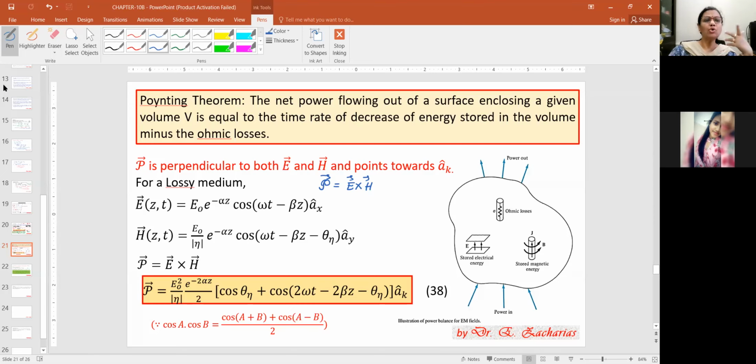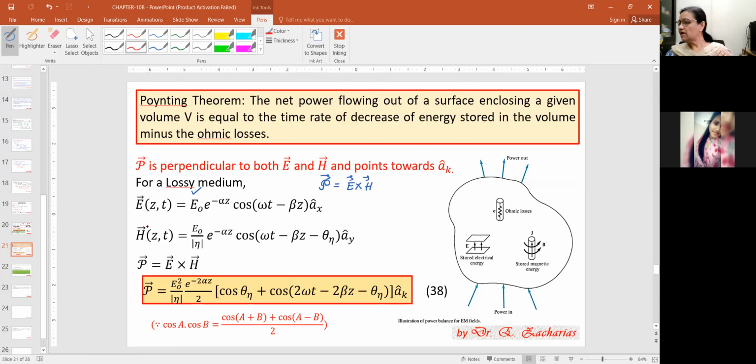Next, how do we get the P vector? For that, let us consider the most general situation, which is a lossy medium. For a lossy medium, let us take a wave traveling along the Z direction. Propagation is along the Z direction, and electric field and magnetic field are along the X direction and Y direction respectively. So the electric field is given by E naught e to the power of minus alpha z cos of omega t minus beta z along the x direction.